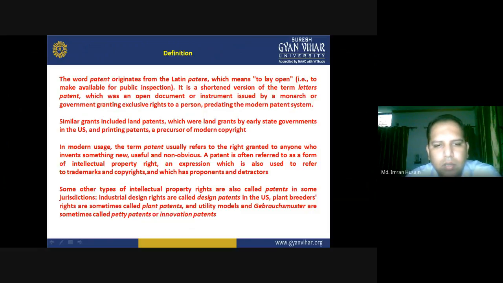Some other types of intellectual property rights are also called patents in some jurisdictions. Industrial design rights are called design patents in the US. Plant breeders' rights are sometimes called plant patents, and utility models are sometimes called patents and innovation patents.